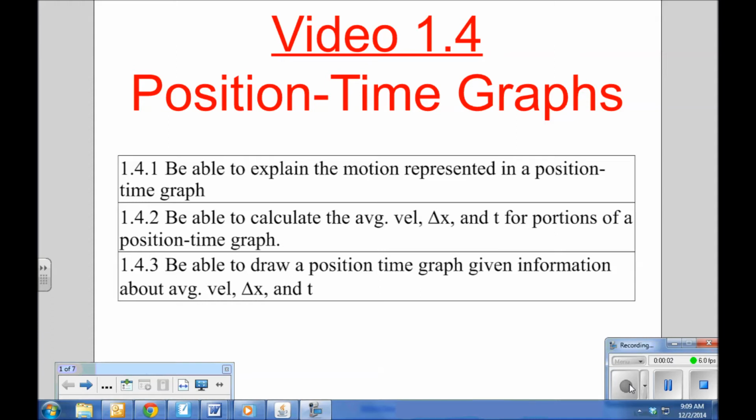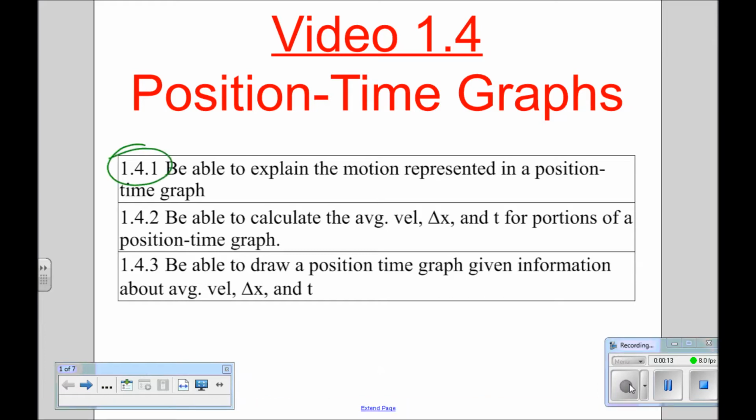All right, welcome to Physics Video 1.4. We're going to learn about position time graphs today. So by the end of this video, you should be able to do a few things. If I give you a position time graph, you should be able to explain the motion that created that graph.